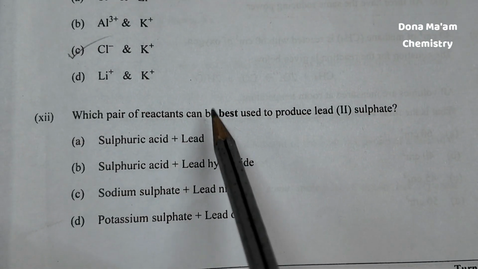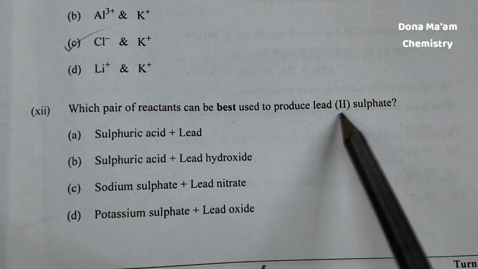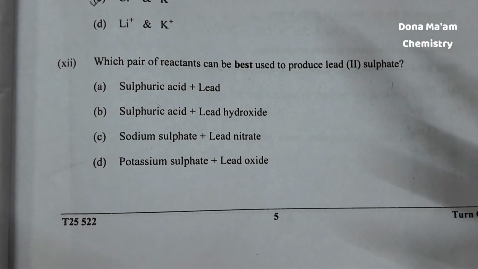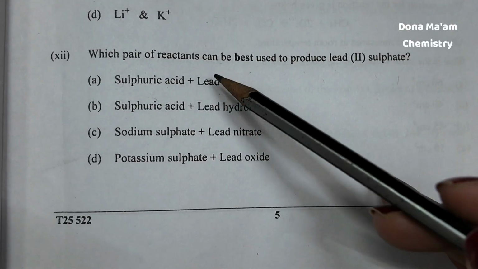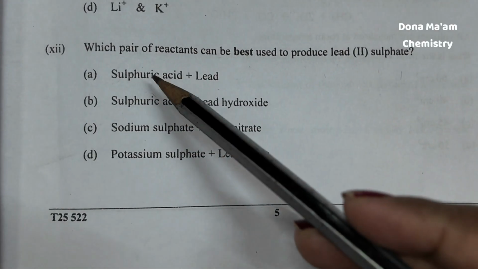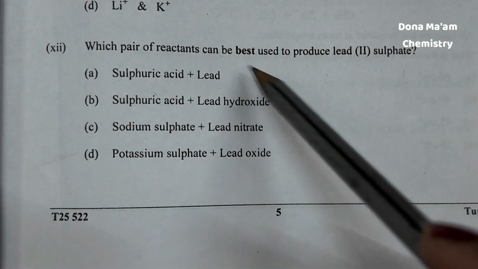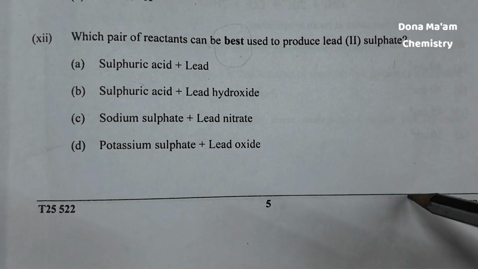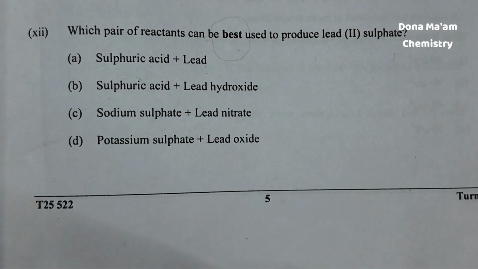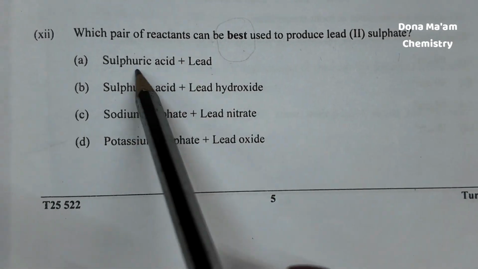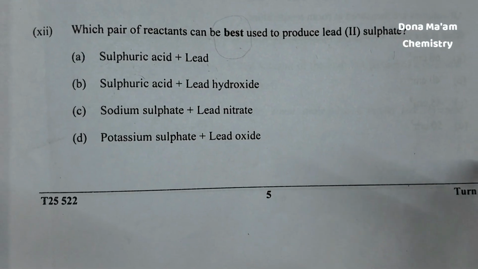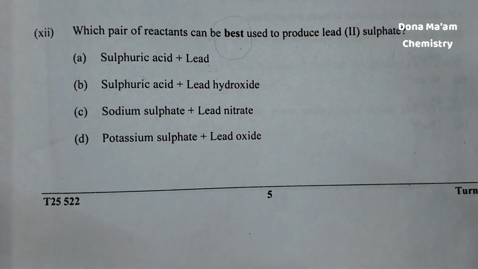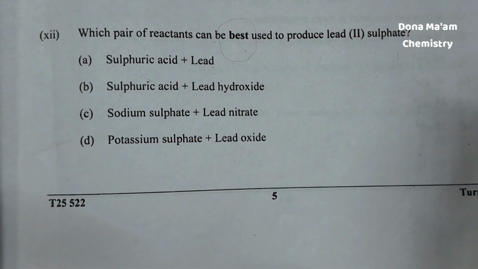Which pair of reactants can be best used to produce lead 2 sulfate? Lead plus sulfuric acid. We all know that lead is above hydrogen in the metal activity series. So lead can displace hydrogen, but this reaction is not a better choice because they are asking for the best method. In the hydrogen chapter in class 9, you have already studied that this reaction doesn't give a fruitful product. PbSO4 is formed, which is a white PPT. It sticks to the glass and it's a problem. So this method is not the correct method.